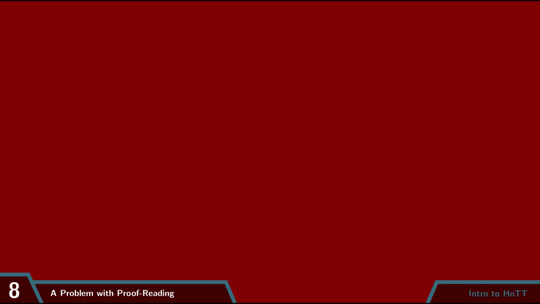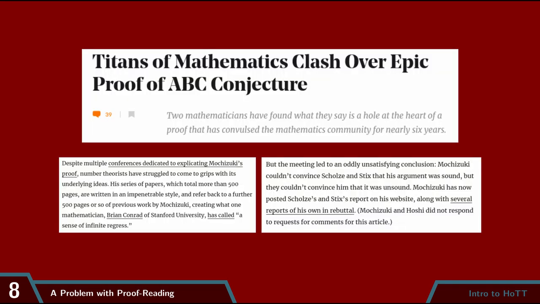Another undesirable outcome is that the proposed proof could languish in a kind of purgatory, neither accepted nor refuted. An example of this is Mochizuki's claimed 2012 proof of the ABC conjecture, which has so far not won the acceptance of the mathematical community, despite considerable effort to verify it.